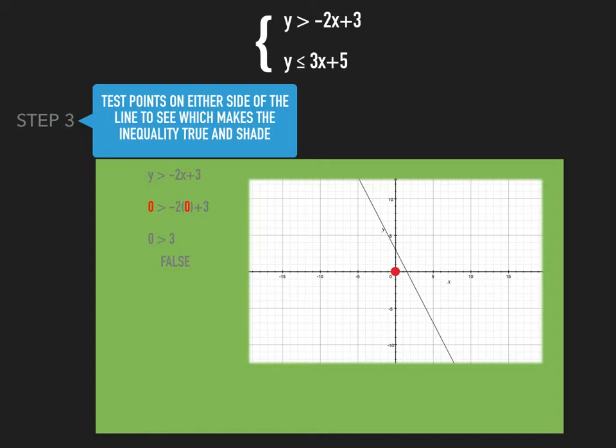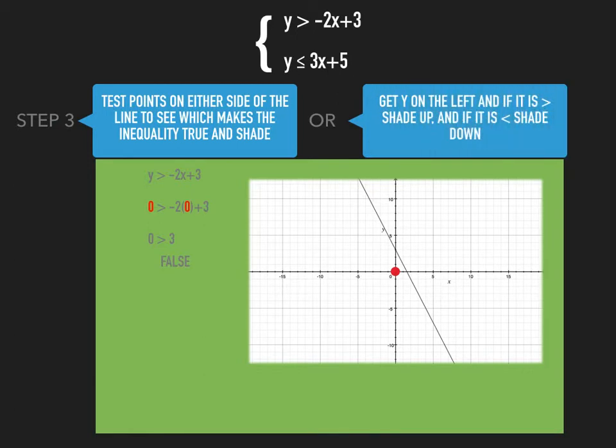Okay, or since we have our y on the left, please note this only works when y is on the left. Students all the time have the y on the right and try and do this and you'll get it wrong. So please make sure your y is on the left.